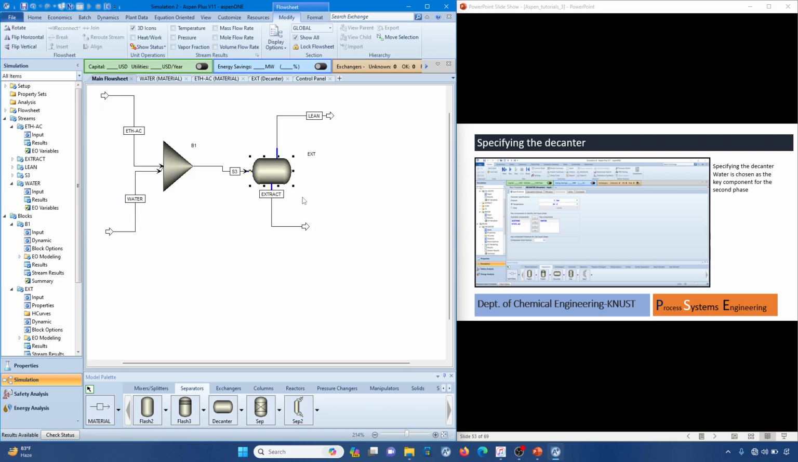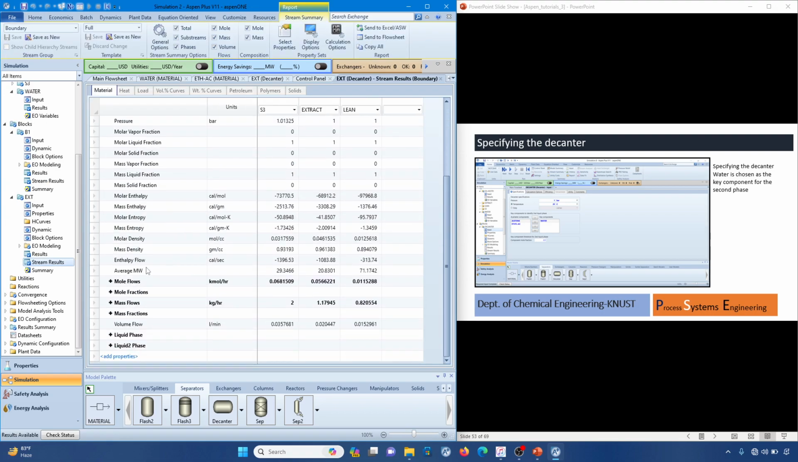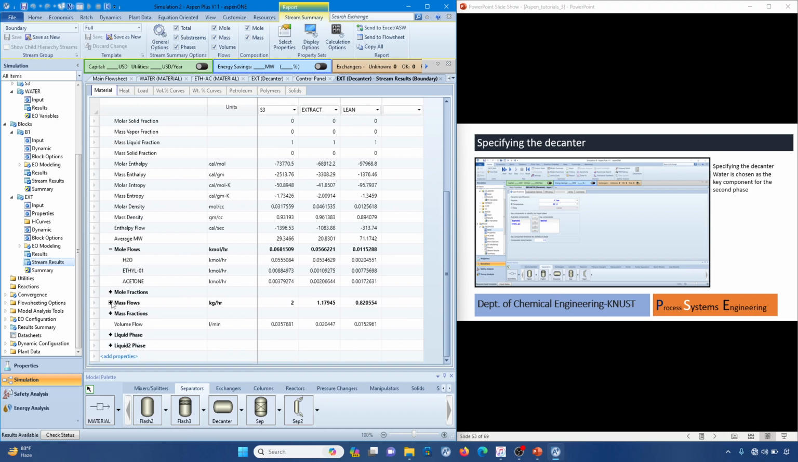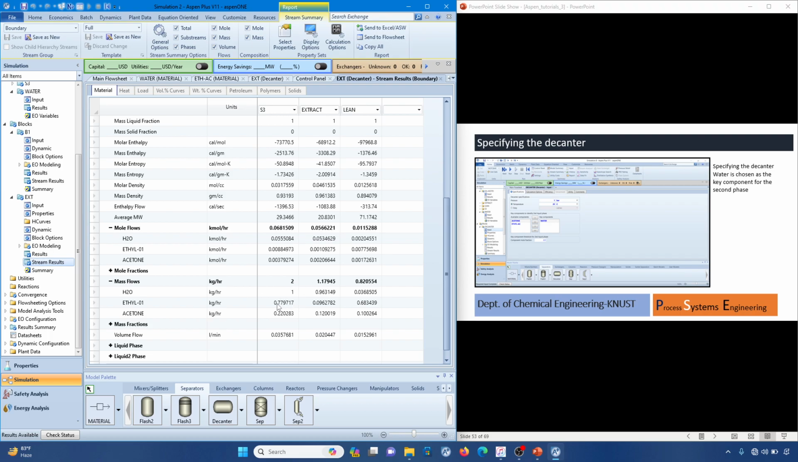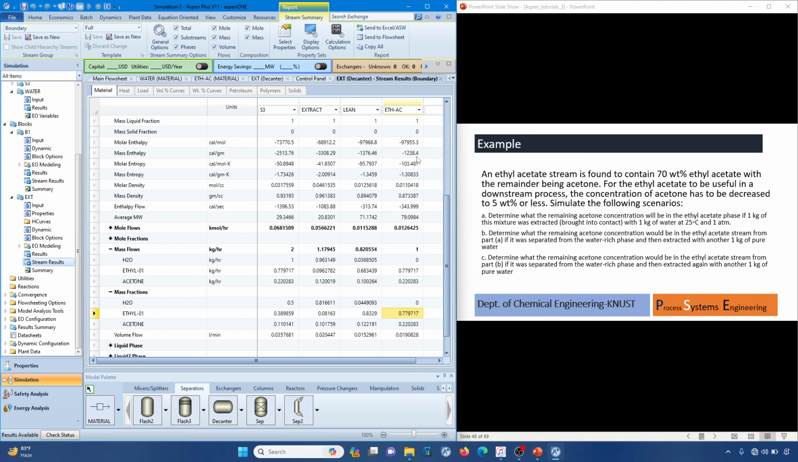Let's look at the stream results. Show max flows. We've been able to remove some of our acetone, now 0.1 kilograms left in the lean stream. So we can compare that to the ethyl acetate stream, which is the feed. We can see the fraction of acetone dropping.